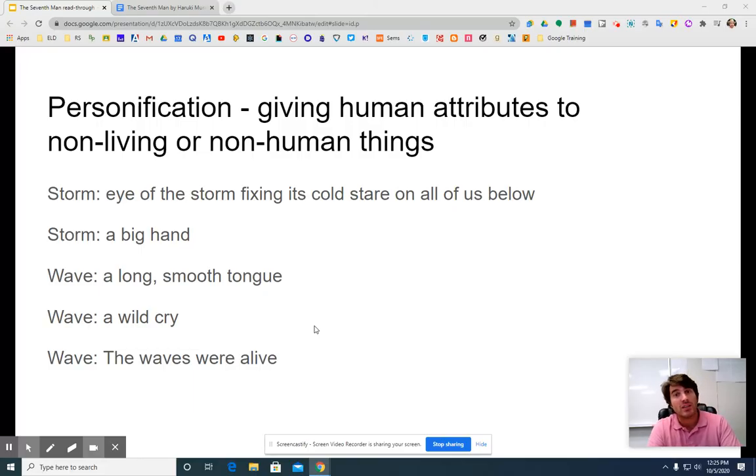In a few pages, we're going to get to the tidal wave. And the wave is described as having a long, smooth tongue. And the wave is described as having a wild cry. And the waves are described as being alive. Well, waves don't have tongues. They can't cry out. And they certainly are not alive. But we're giving these qualities to the storm and to the waves. I think it's a very interesting way, and it helps make these seem like bad guys, right? These are the enemy. These are the forces that are causing trouble. So I like how we see those descriptions.